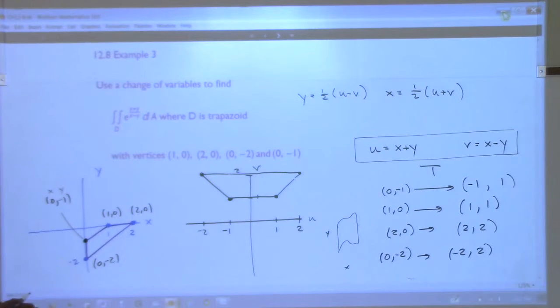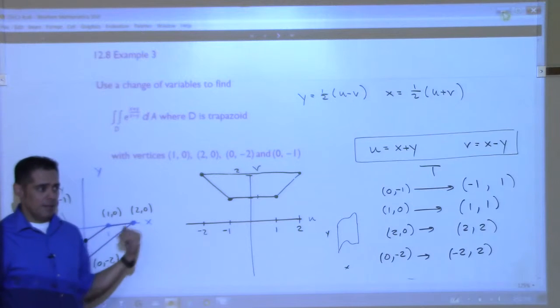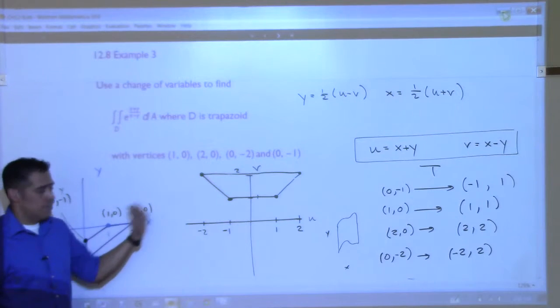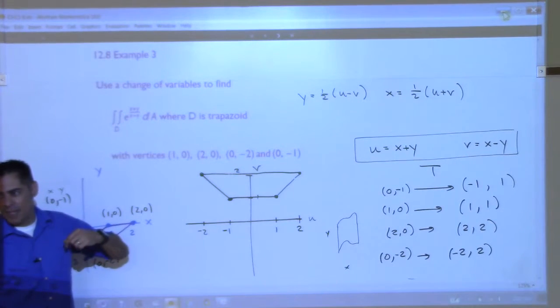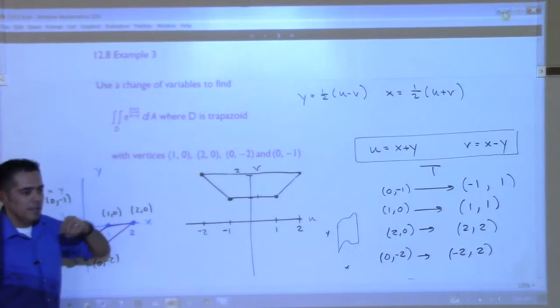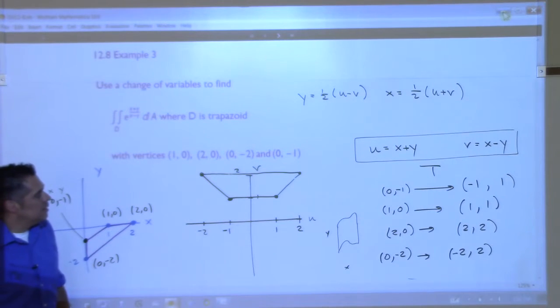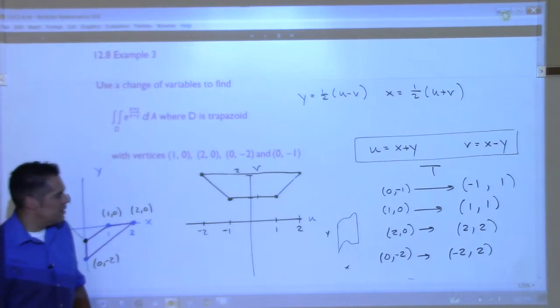So if I were sitting here, I'd be like, why go from a trapezoid to a trapezoid? What do you gain, right? Well, the gain is we can integrate that now. That's the gain. Like we'll be able to integrate e to the u over v. We can't integrate it like this though. All right, let's proceed.